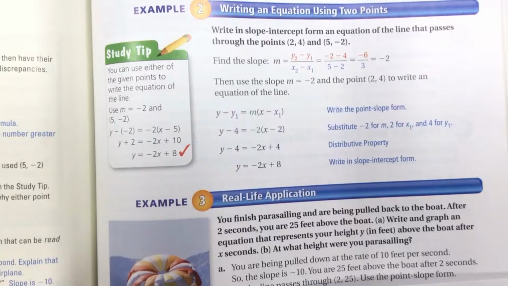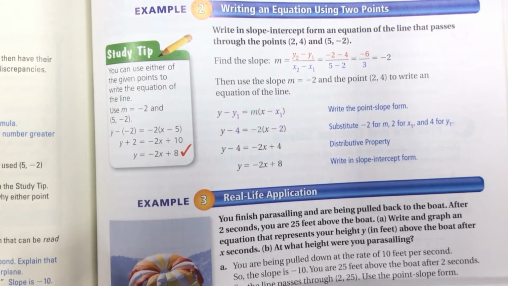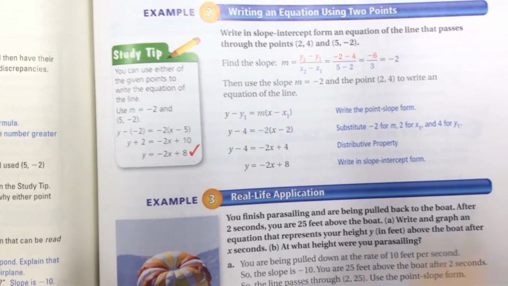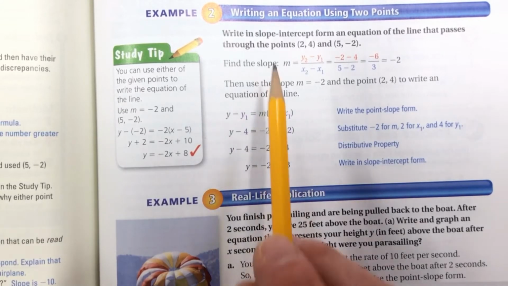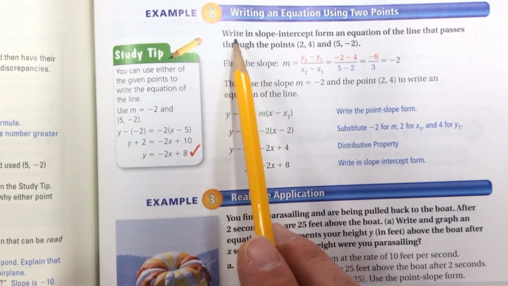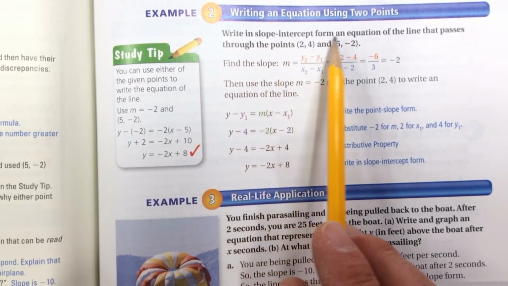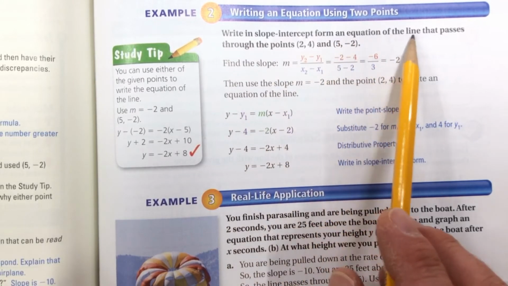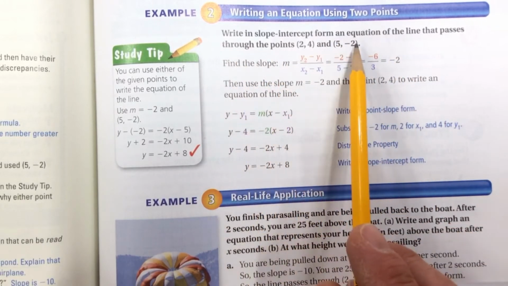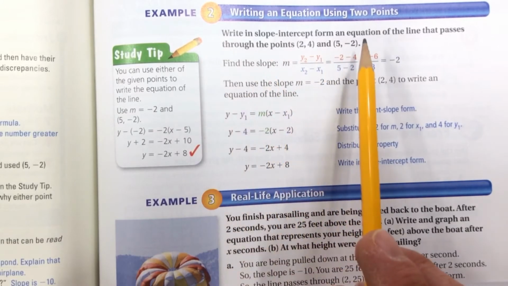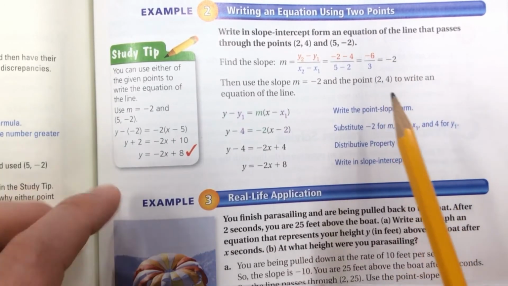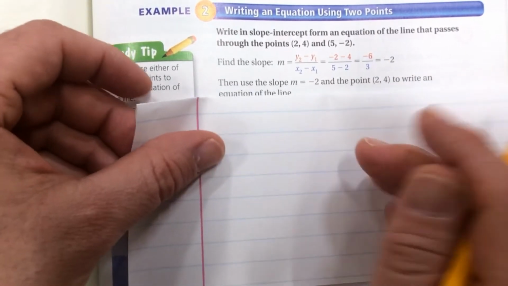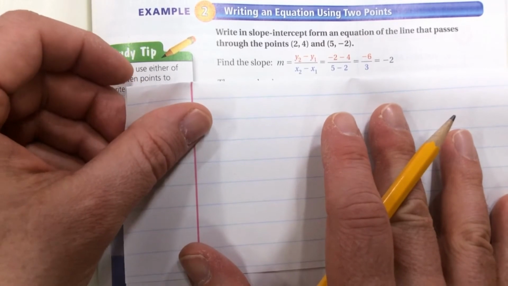So sometimes it might be useful, I guess, if they give us 1 point and the slope. But really, the time that this point-slope form becomes useful is if we just have 2 points. So write in slope-intercept form an equation of a line that passes through 2 points. Well, the first thing we're going to have to do is write it in point-slope form.